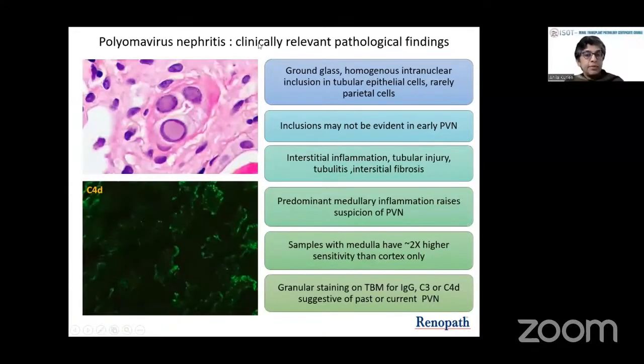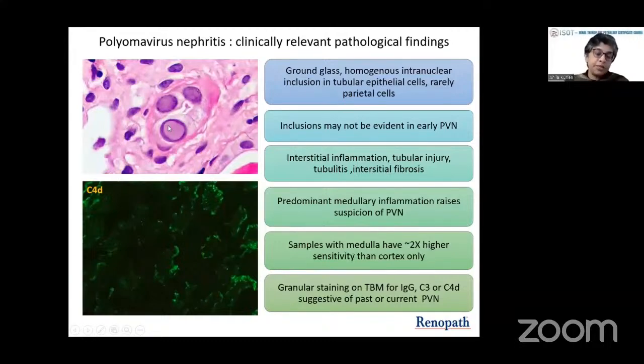So what is important for us to know, and the take-home message of this session on BK virus, is that you need to look at the appearance of the nucleus, the nuclear inclusions, which are a telltale sign, which is very characteristically what we call the ground glass appearance, or could be a very homogeneous intranuclear inclusion.